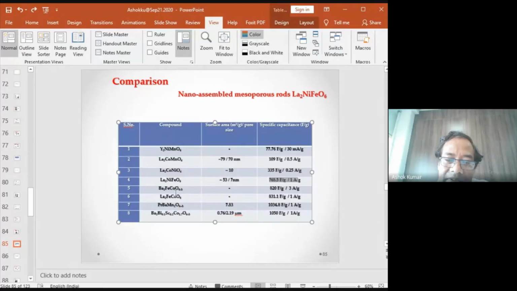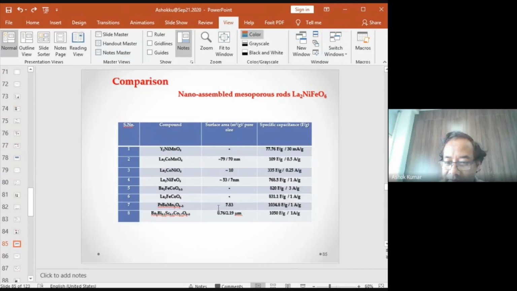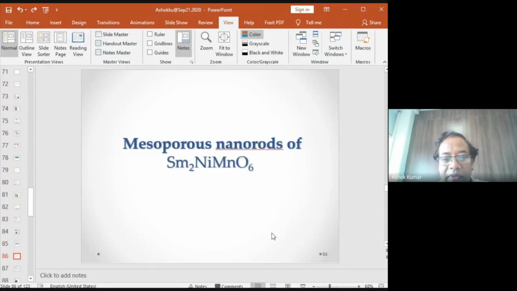So cobalt is also a better material, cobalt based, but cobalt is a toxic material. And this research is surging towards getting cobalt-free materials. And oxygen defects like this, oxygen deficiency, can create further quality enhancement. So then we have mesoporous nanorods.